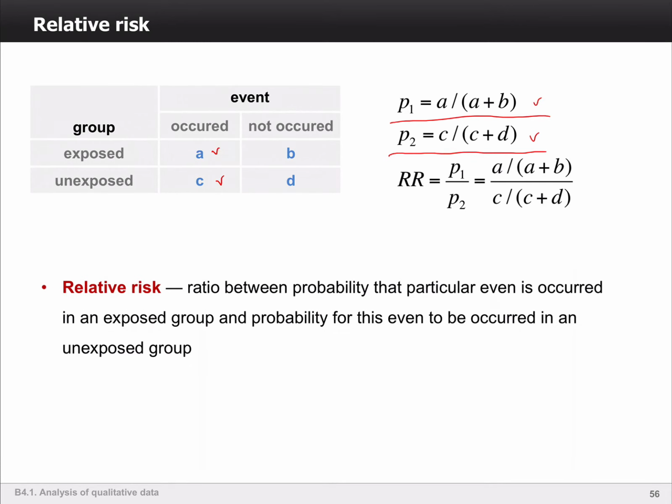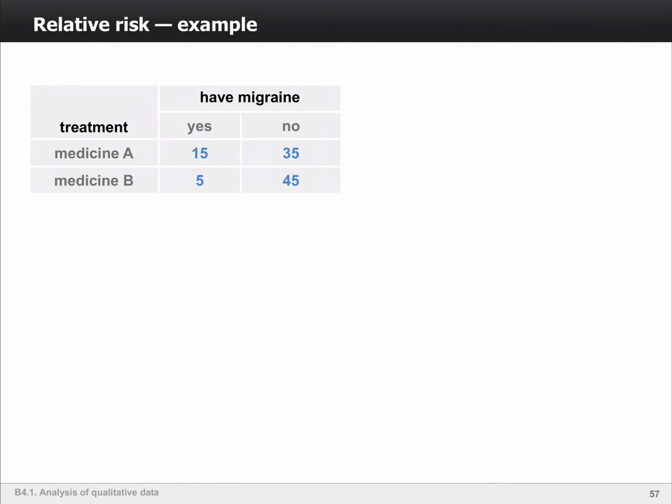So the relative risk is simply a ratio between the chances that a particular event occurs in the exposed group and the probability for this event to occur in the unexposed group. In this case, of course, we don't work with chances or probabilities, it's a sample, so we work with frequencies and proportions. Let me show you an example.